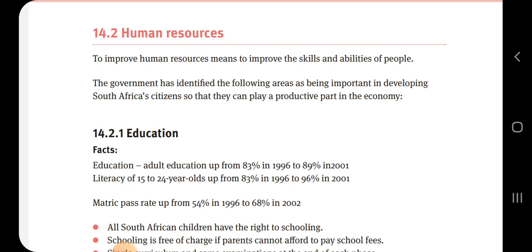Let's talk about the human resources. How did the government improve human resources, labor, in the country? To improve human resources means to improve the skills and abilities of people, right? So the government has identified the following areas as being important in developing South Africa's citizens so that they can play a productive part in the economy. So they were like, okay, let's look at their level of education.